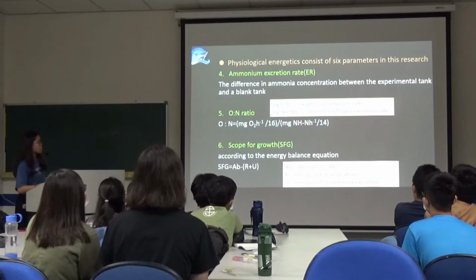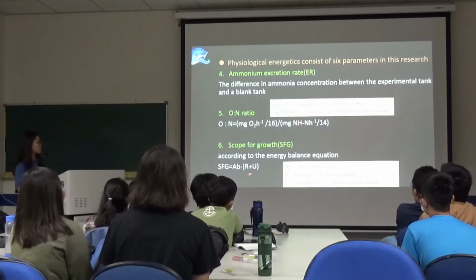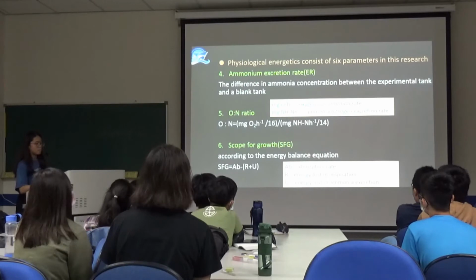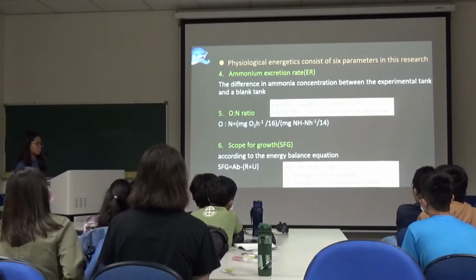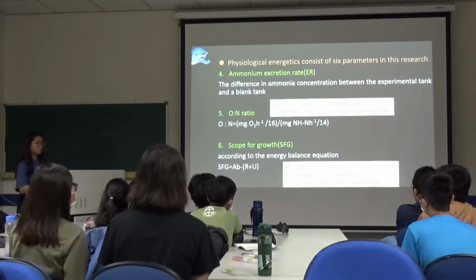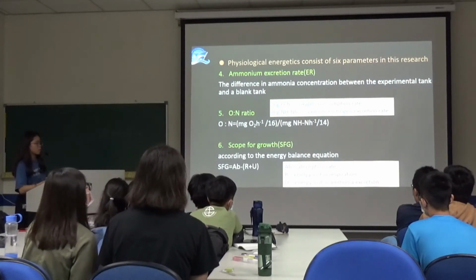And the last one is scope for growth. It's according to the energy balance equation. And this is the energy balance equation. We can see that the A is equal to absorption rate, and R is equal to the energy loss in respiration, and the U is the energy loss in ammonia excretion.